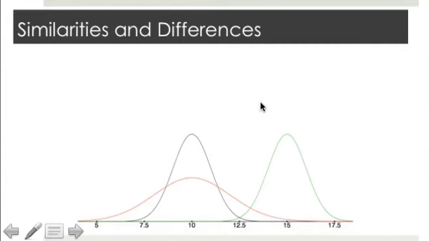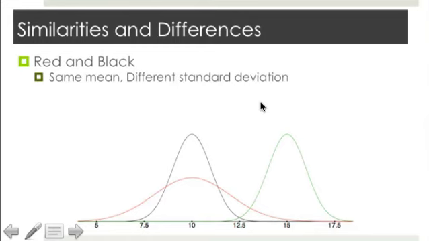Let's look at some similarities and differences on this set of curves here. If we focus just right now on the red and the black curve, which are right here in the middle, we notice that they have the same mean, which is 10, so they're centered at the same point at the mean. However, they have a different standard deviation. You can see that the black curve is not nearly as spread out as the red curve, and so therefore the black curve has a smaller standard deviation than the red curve. The more spread out it is, the larger the standard deviation, as we have seen before.